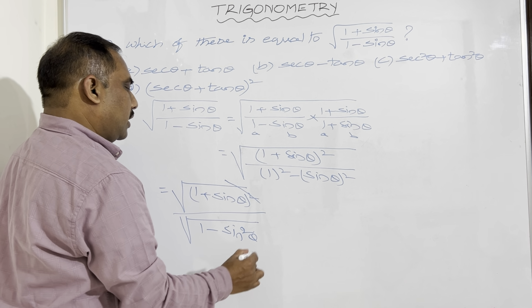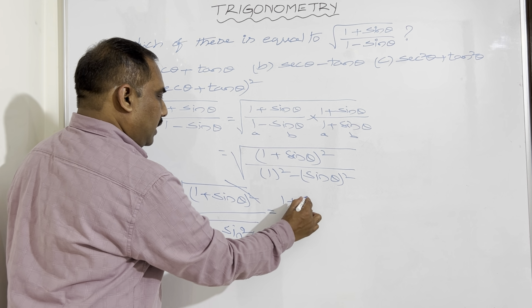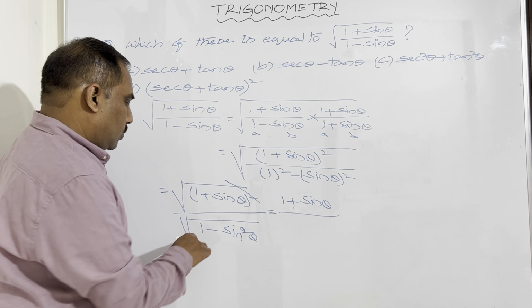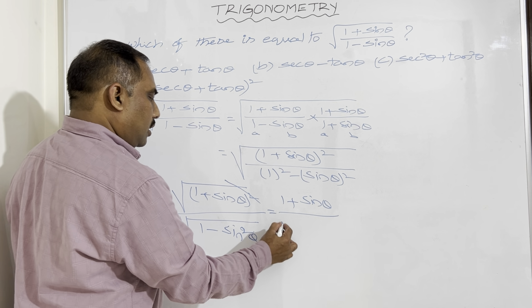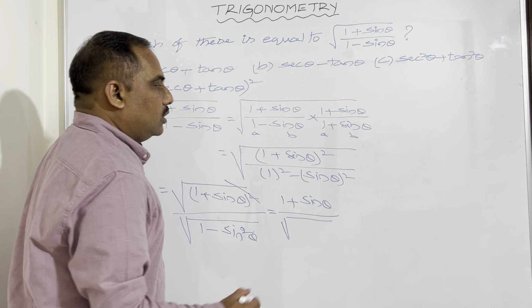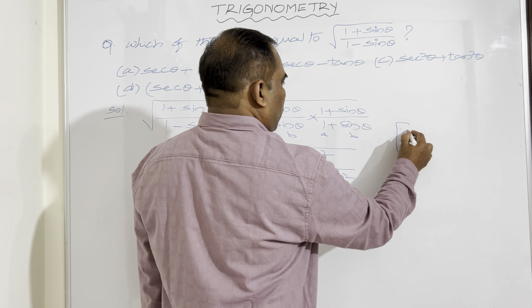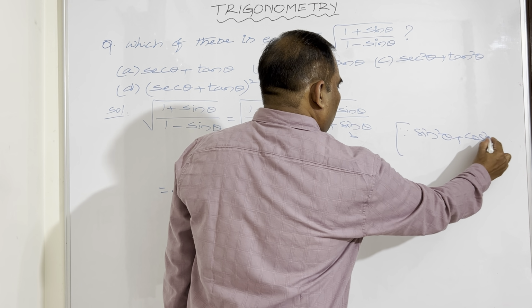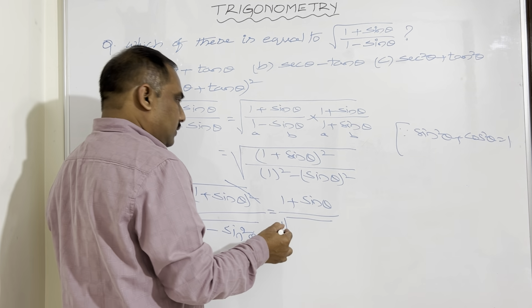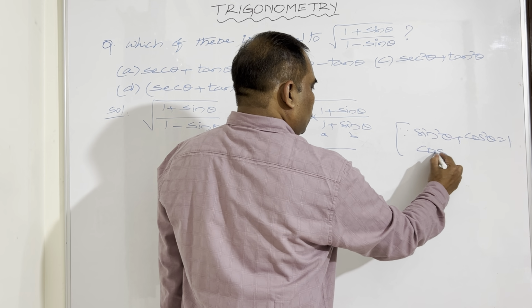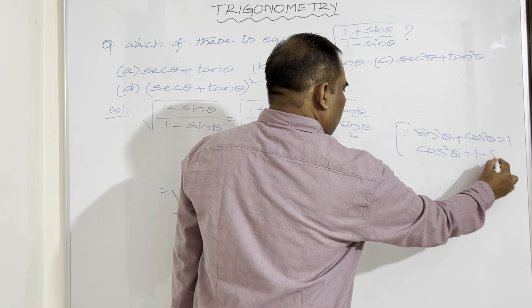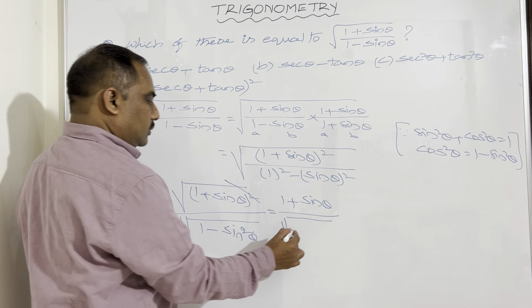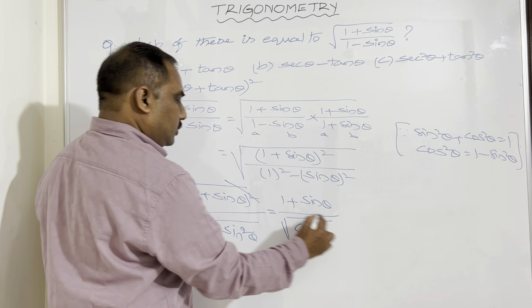So here the square root gets cancelled. We get 1 plus sine theta in the numerator, divided by root over 1 minus sine square theta. From the identity sine square theta plus cos square theta is equal to 1, we know that 1 minus sine square theta is cos square theta. That's why here 1 minus sine square theta is replaced by cos square theta.